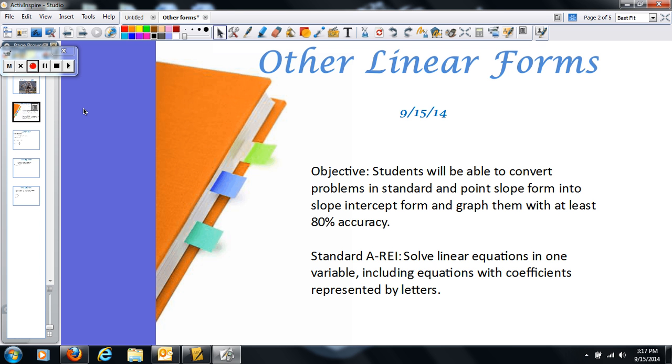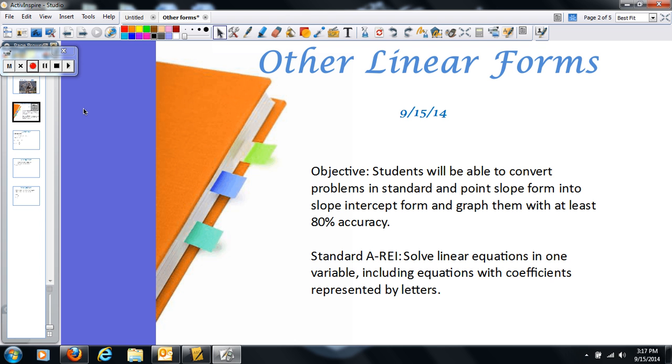Afternoon, guys. So, as I said, this is going to be our only notes, probably till next Wednesday, maybe even Thursday next week. We got some other activities and stuff planned for the next few days to help us as we're learning about graphing and functions and solving equations and all that stuff. So I'm just calling this other linear forms.